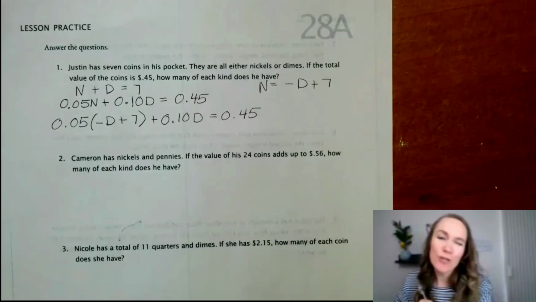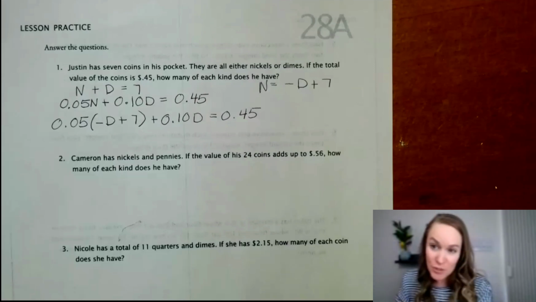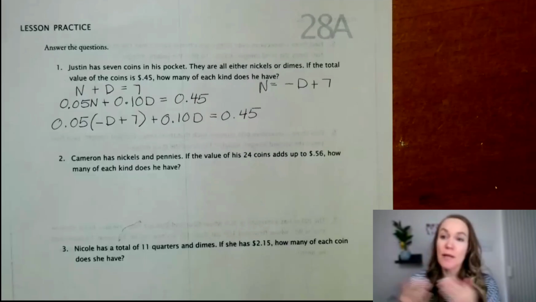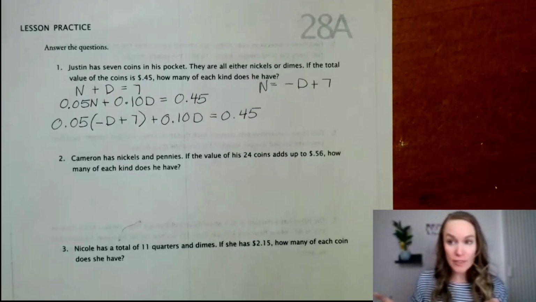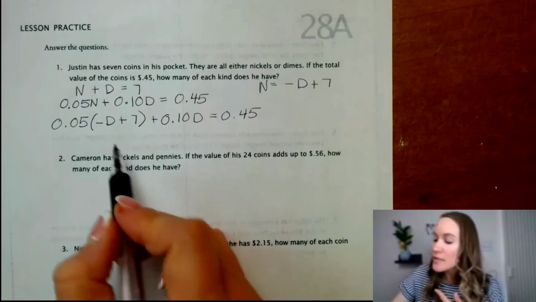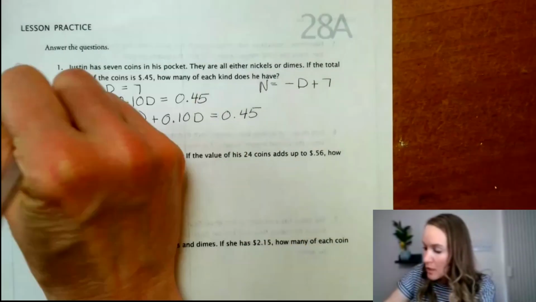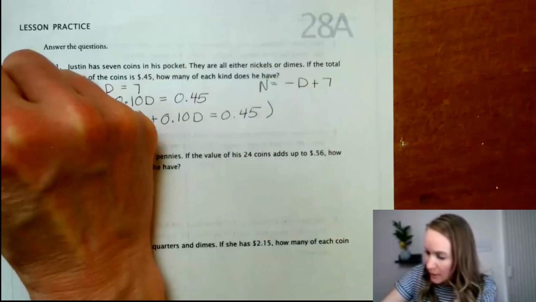And now that I'm looking at this, I'm actually starting to think that I do want to multiply everything by 100 because it's going to give me whole numbers to work with instead of decimals. So in math, I can multiply any equation by whatever I want, as long as I do it to every single term and I do it to both sides of the equal sign. So I'm just going to go ahead and multiply everything by 100.